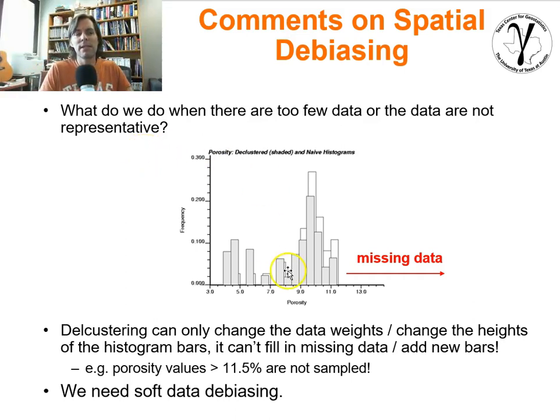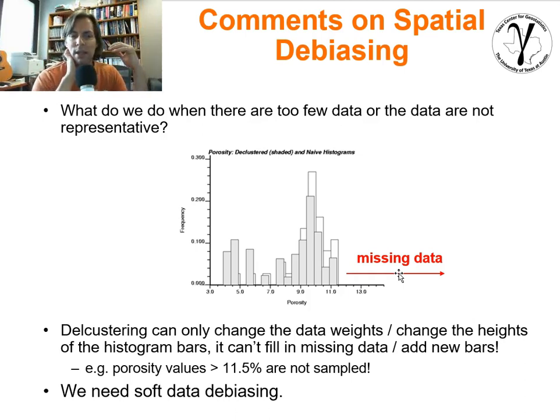Okay, so the declustering method, what we do is we're weighting the data so we can go from the naive histogram, which is white, to the shaded one by changing the weights. So we change the height of the bars, but you notice the bars don't move. They actually don't move. They just change in height. I offset them so you could see them, but they're not moving. What do we do if we just never sampled porosity above 11.5%, or we just have so few data that we can't even see the bars? We can't see the histogram really.